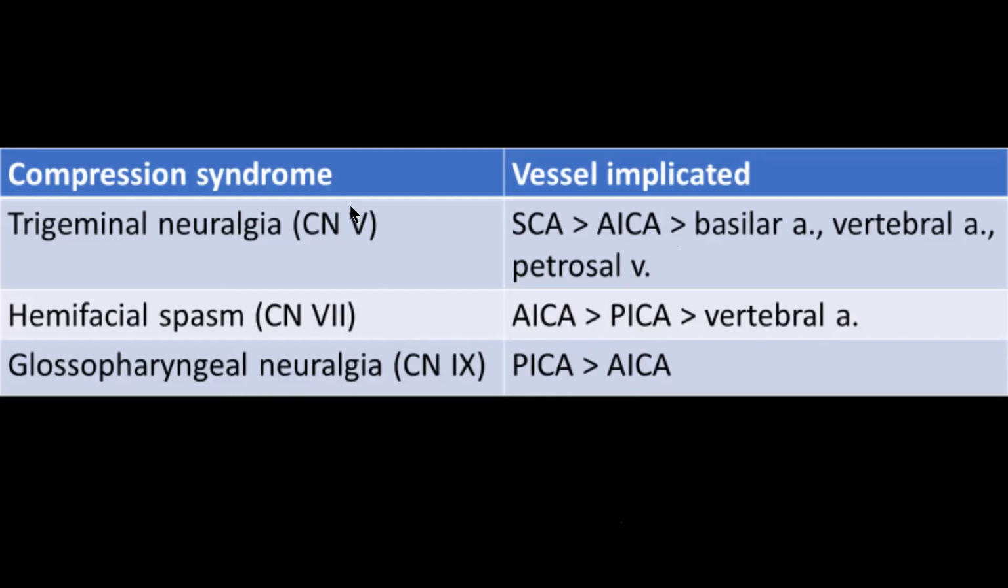So you can see as you descend in the brainstem from 5, 7 to 9, it follows that you go inferiorly in your vascular anatomy in terms of which vessels implicate: superior cerebellar artery, followed by AICA, followed by PICA inferiorly.